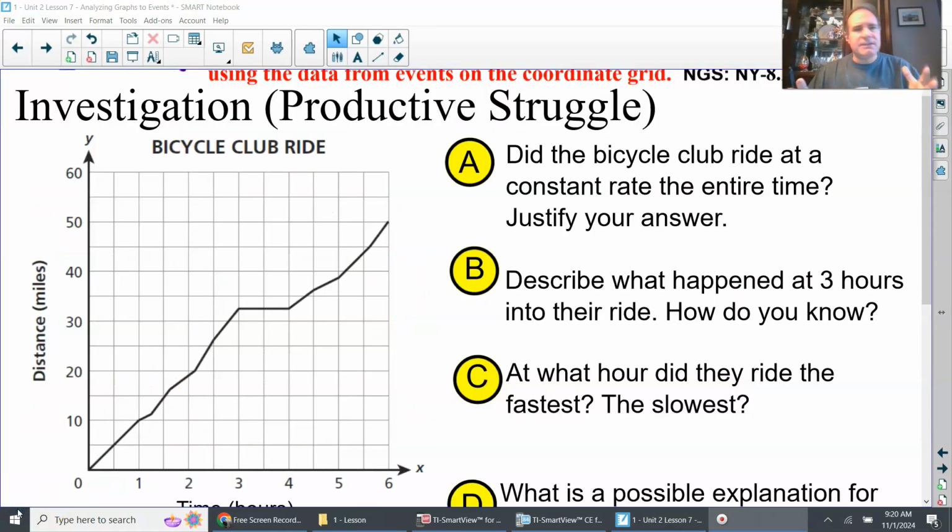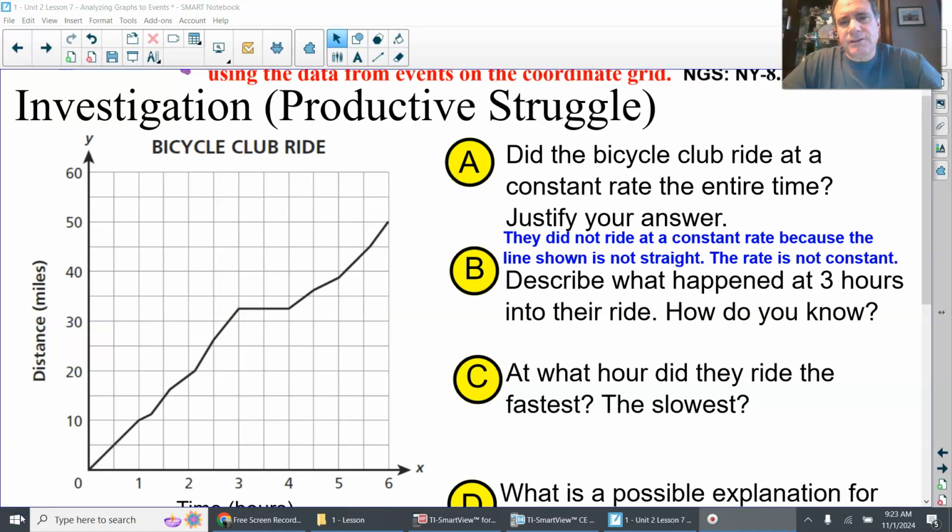All right, this is a bicycle club ride. Did the bicycle club ride at a constant rate the entire time? Justify your answer. Looking at the graph, the only time that you have a constant rate of riding is if you had a straight line from beginning to end. If it was a straight line from beginning to end, this would be a constant rate. It is not a straight line, so that means they have different rates varied along their path.